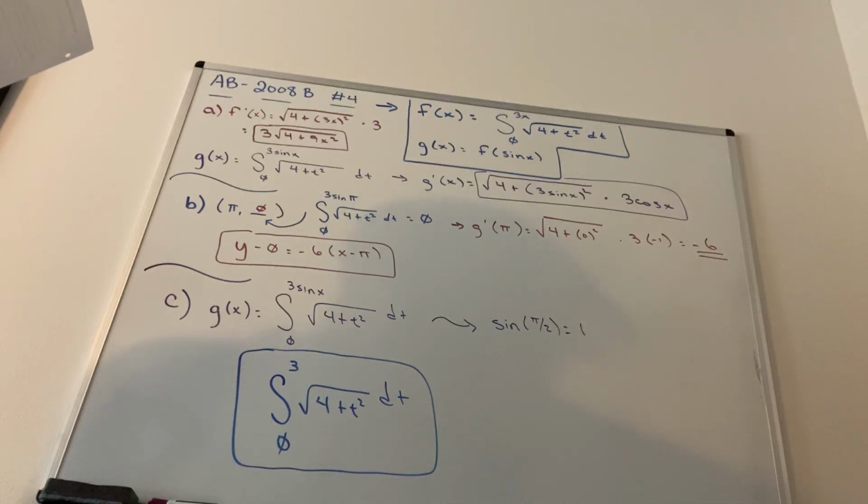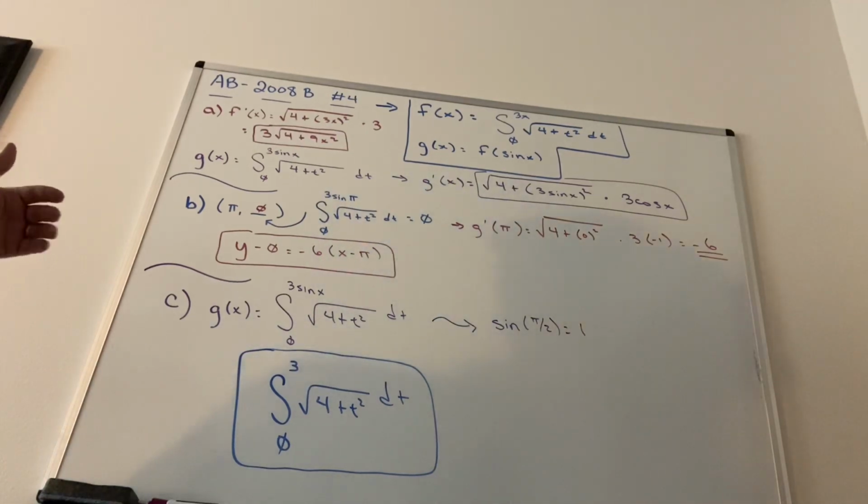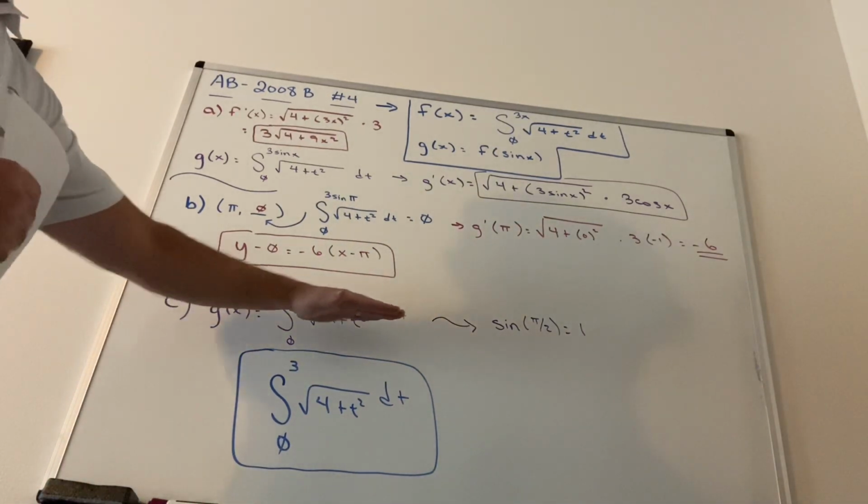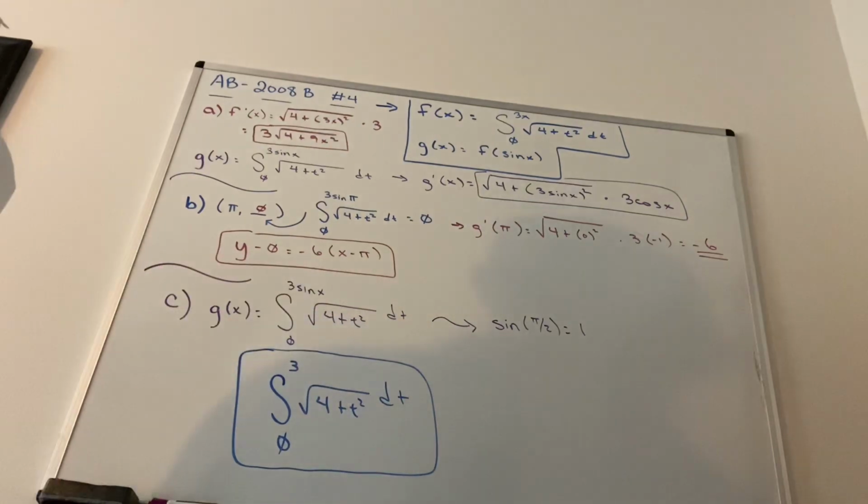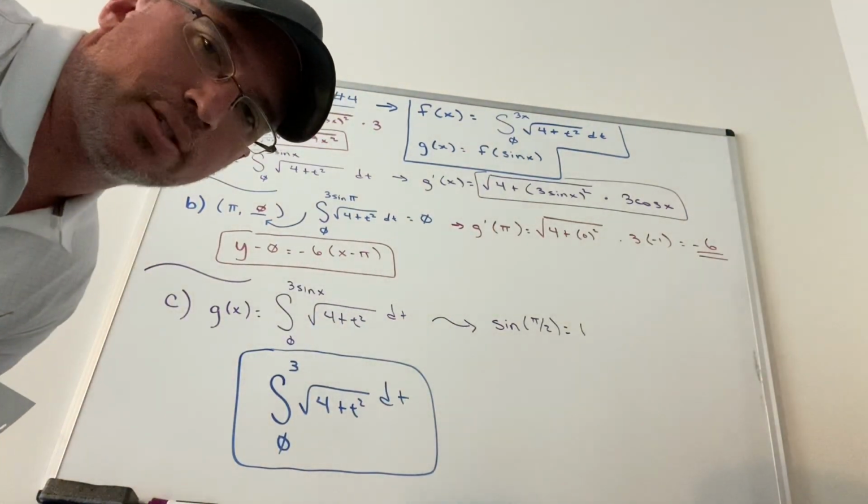And then part C, it says write but do not evaluate an integral expression that represents the max value of g on the interval from 0 to pi and justify. Okay, so this is g of x right here. And we want to figure out what's going to give us the max answer.